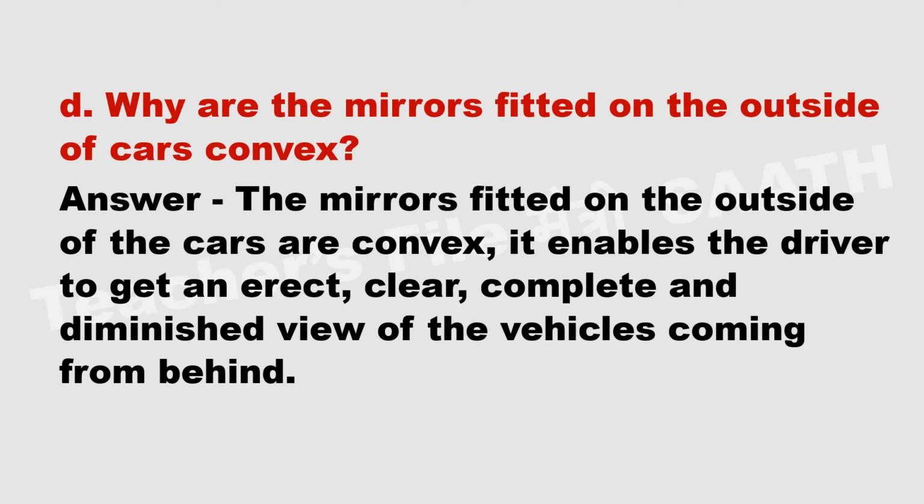Why are the mirrors fitted on the outside of cars convex? Answer. The mirrors fitted on the outside of the cars are convex. It enables the driver to get an erect, clear, complete, and diminished view of the vehicles coming from behind.